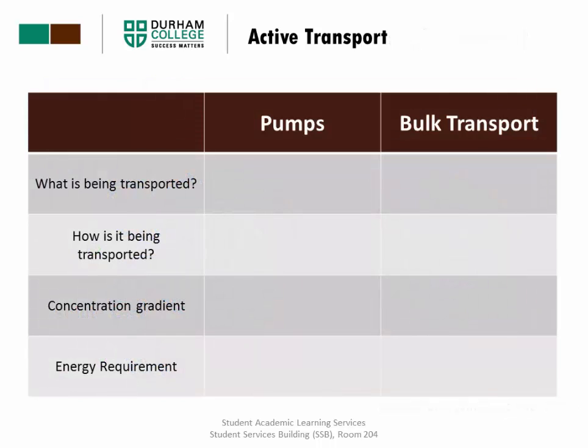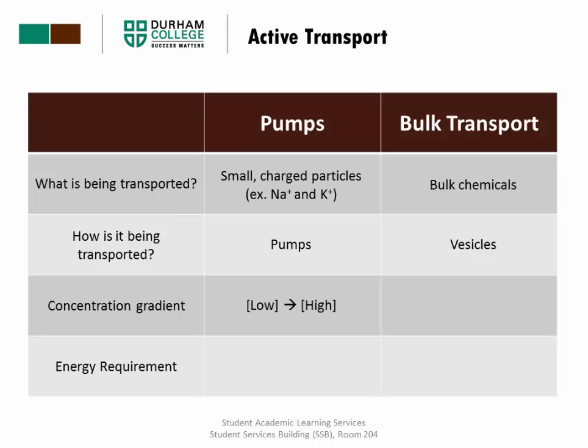So in the end, we can compare pumps and bulk transport as well. What's being transported? In pumps, small charged particles. In bulk transport, bulk or large amounts of mixed chemicals. In pumps, it's proteins within the cell membrane. In bulk transport, it's in vesicles. The concentration gradient in this case is the same, from low to high in both cases. The energy requirement is also the same. Energy is required for these two active transport mechanisms.